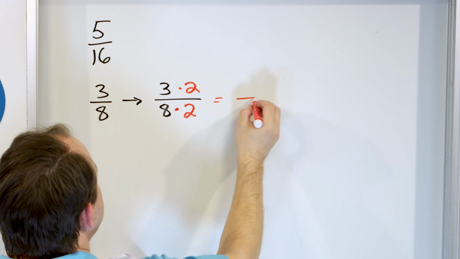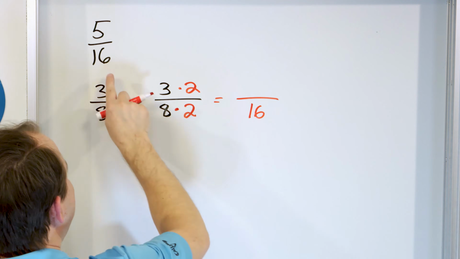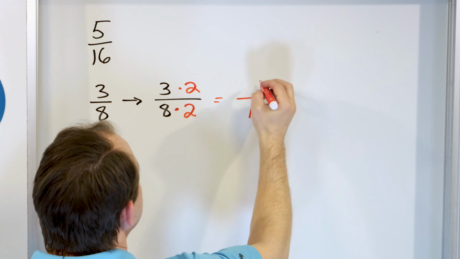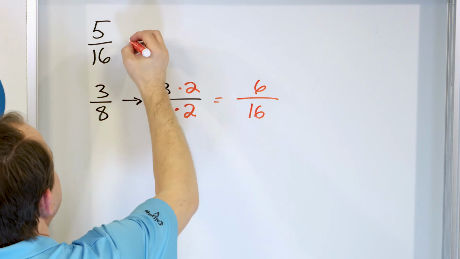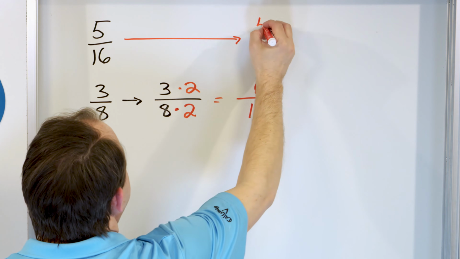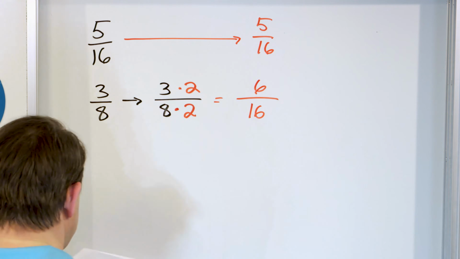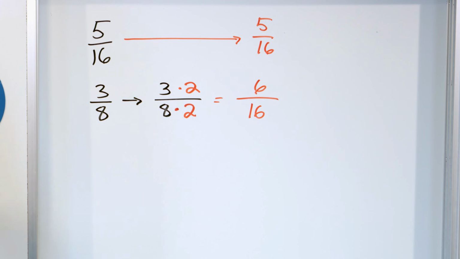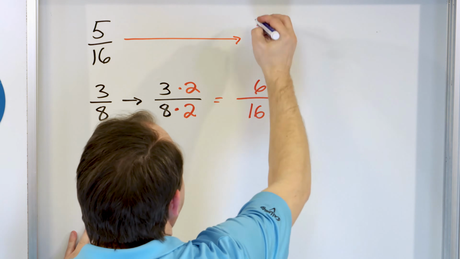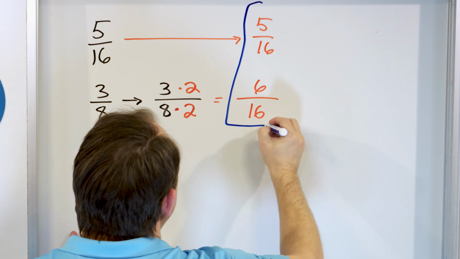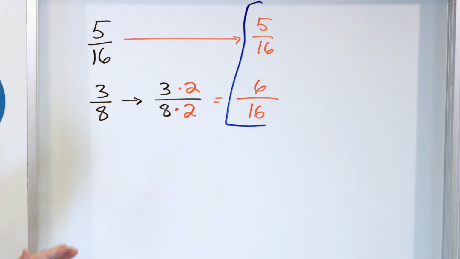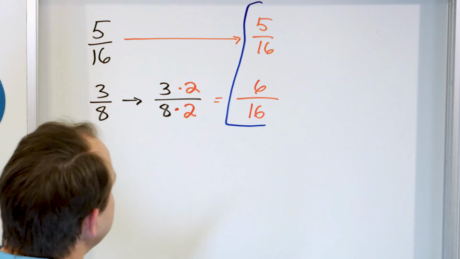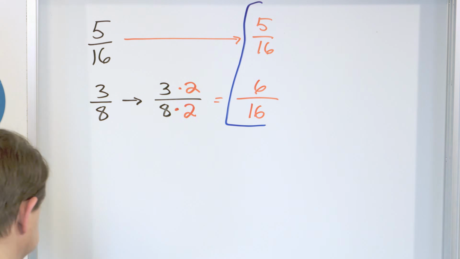On the bottom, 8 times 2 will be 16. That'll match here. And then 3 times 2 will be 6. And this fraction, I didn't need to change at all, 5/16. So 5/16 and 6/16 are the right answer. So instead of rewriting it, I'll just circle these two fractions. The goal is to find two fractions that mean the same thing as the original fractions that have the same denominator. And that's exactly what we ended up with.